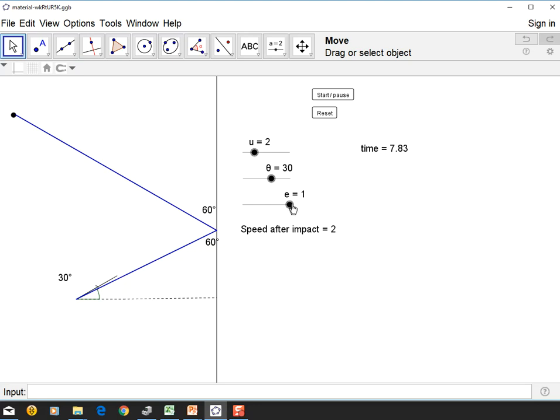Reducing E, you can see that the rebound angle reduces, so reducing E changes the rebound angle to being rather less.